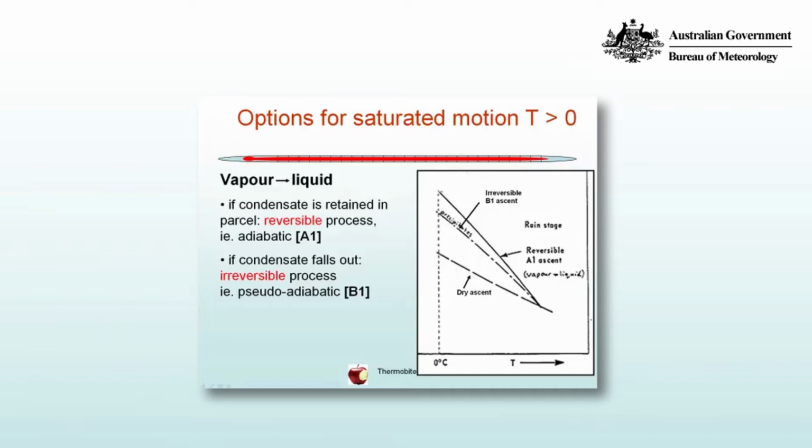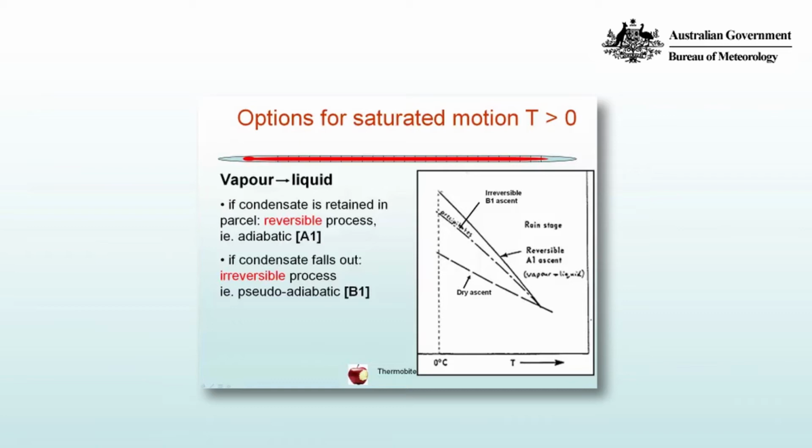If the condensate, that is the liquid, is retained in the parcel, then we say it's a reversible process. That is, it's adiabatic. That means that if we ascend up that adiabat, liquid water is realized, latent heat's released into the parcel, but the liquid water is retained so that if we move back down that adiabat, we have that liquid water to evaporate. And so the parcel moves up and down in a perfectly reversible fashion. If the condensate falls out, however, precipitates out, then we have an irreversible process. We go back down the adiabat and we don't have that liquid water we had before. And so we refer to that as a pseudo-adiabat.